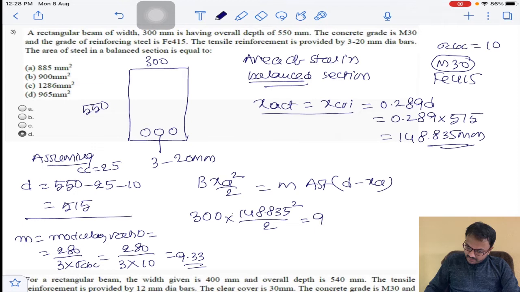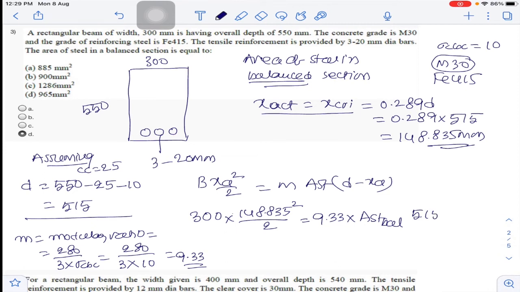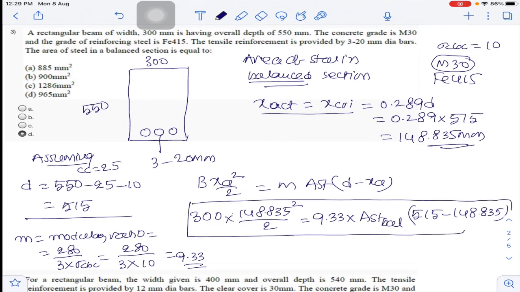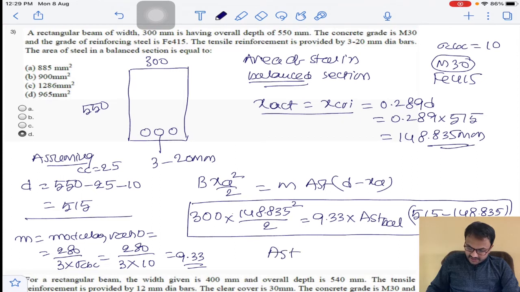So m is 9.33, and Ast provided, we need to calculate. I am writing here Ast balanced, and d minus xa, where d is 515 and xa is 148.835. In this entire equation the only unknown is Ast. So you will get 970 mm square. The answer is near to 965.